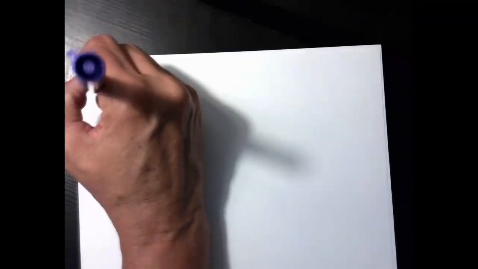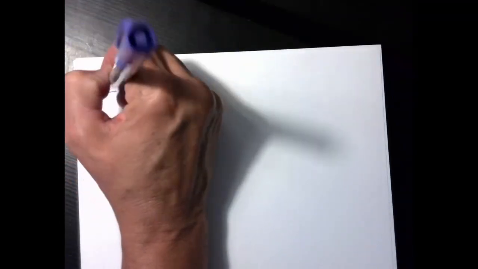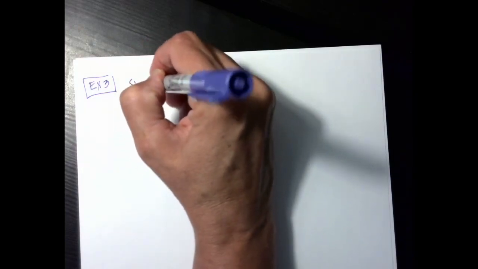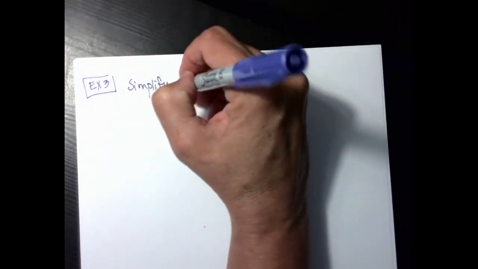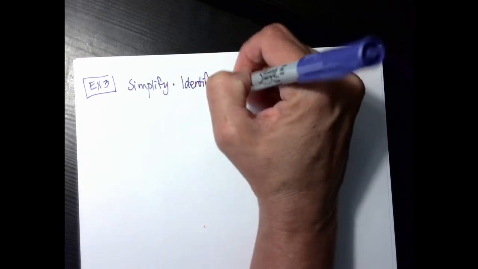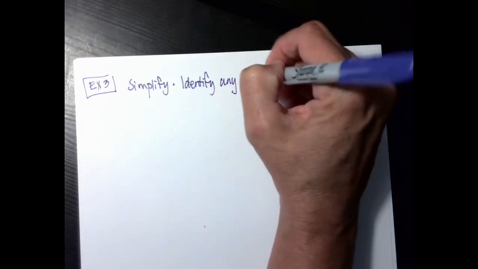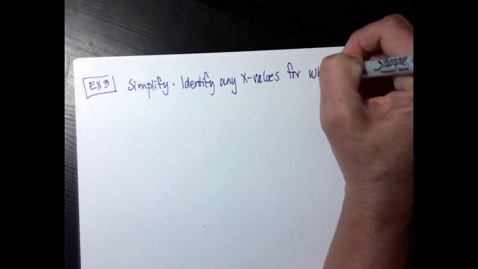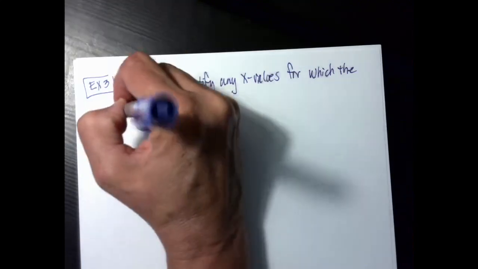It didn't ask us to do that, but some of our next problems are going to have that in those examples. All right. For example number 3, speaking of, it says to simplify. And then our next direction is identify any x values for which the function is undefined.